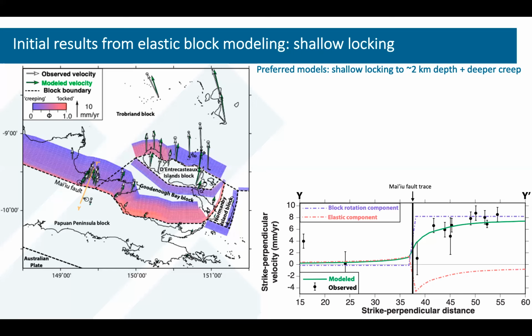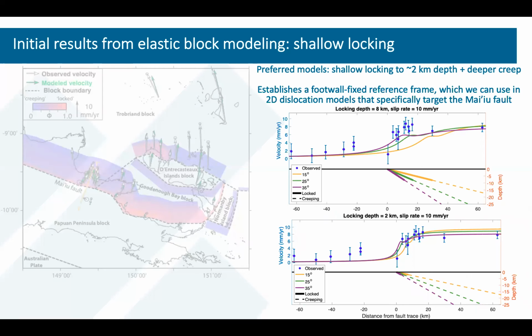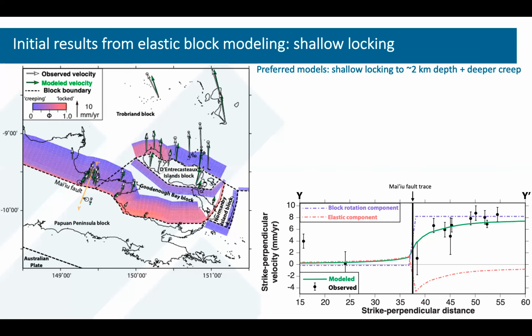We can then take, again, a profile y to y prime through these velocities and see that the block rotation component predicts we would have about 8 millimeters per year of extension across the fault. But then this small contribution from the elastic component of locking brings down our predicted velocity curve to look more like this green curve here that fits the data quite well. But this also is not fully sensitive to our new velocities, the dense network, but it's the input constraints for this large scale joint inversion for regional motions.